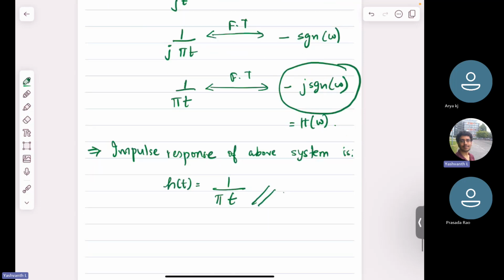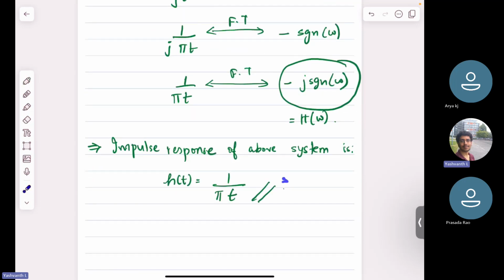Now, from previous classes, can anyone recognize, have you ever seen this impulse response of a system to be 1 by pi t anywhere before? Did you see any kind of system like that? Yes, could not remember, sir. Okay, do you remember this Hilbert transform? Yes, sir. So for the Hilbert transform, any Hilbert transformer will have the impulse response 1 by pi t.